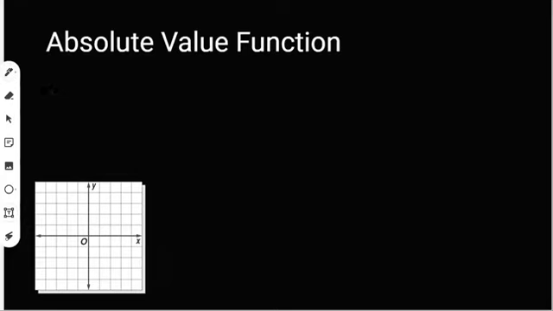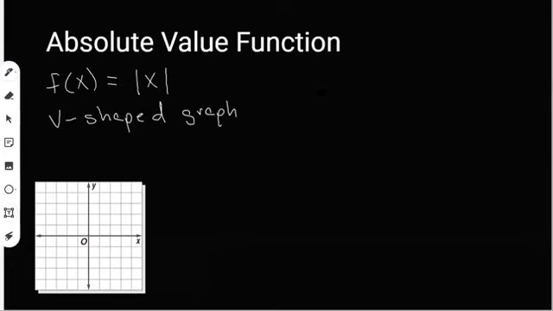So how do you write this? It's going to be f of x equals the absolute value of x. This is going to be a V-shaped graph, and I'll show you why in a second. Okay, so let's set up a simple XY chart. We'll start off with the negative numbers, and then we'll move on to 0, and then we'll talk about the positive numbers, and we'll go from there.